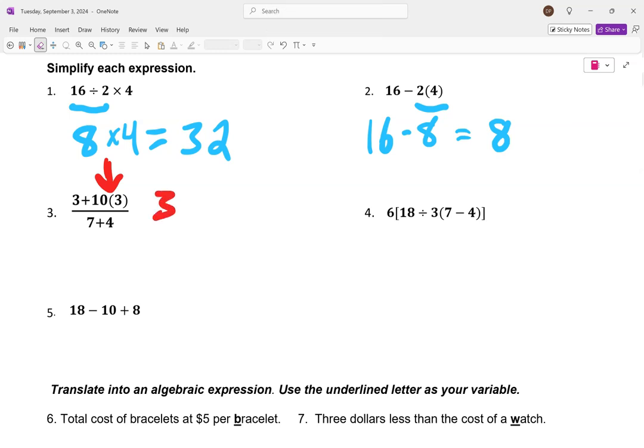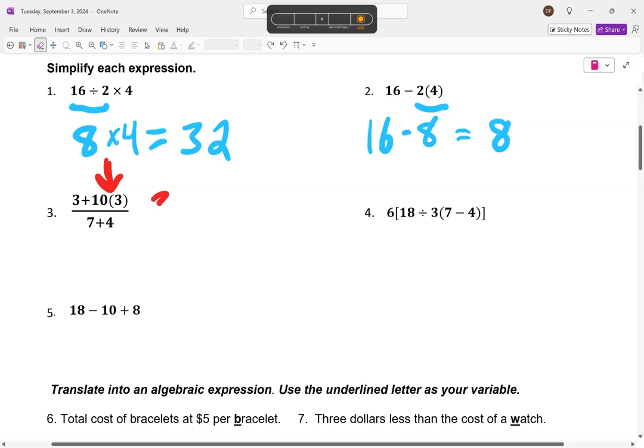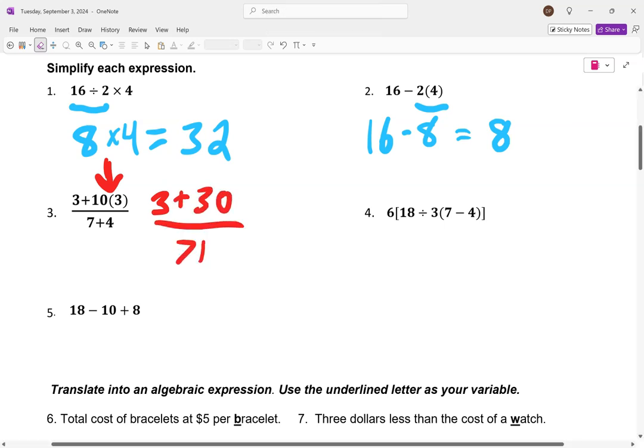Now, when I say show your work, I mean this. You're not going to just write the final answer. So we showed the first step. Then what? Then you do 3 plus 30. Right. Then you do 7 plus 4, which is 11. Then you simplify it to 3.